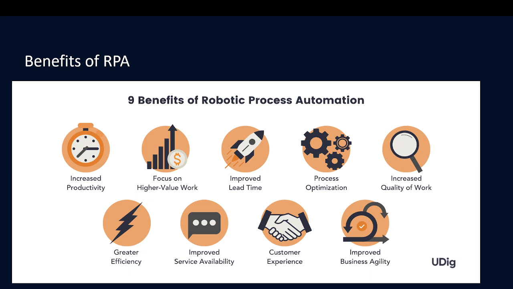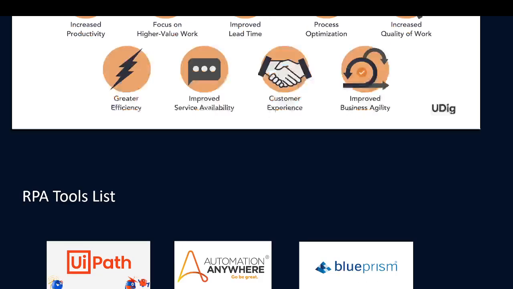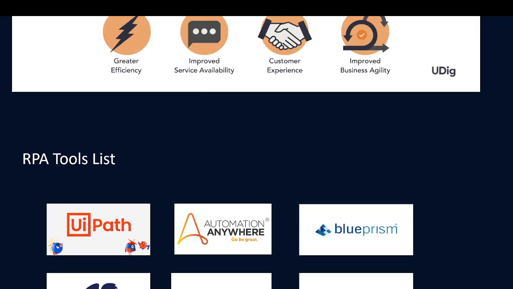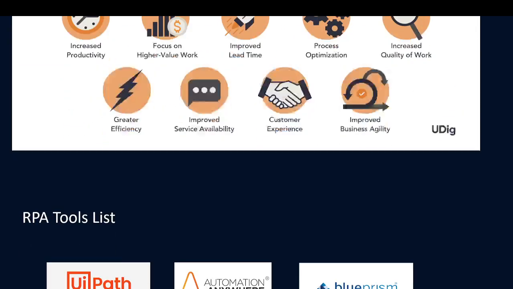And the next thing is better data handling. It collects, processes, and transfers data efficiently across systems. And next comes scalability. As I mentioned earlier, it is one of the important characteristics of RPA. It can easily increase or decrease the number of bots based on the workload. So these are a few benefits of RPA.